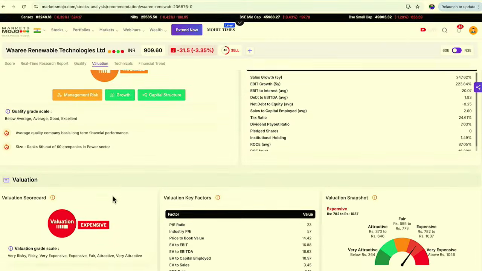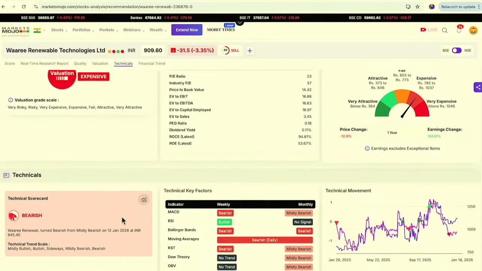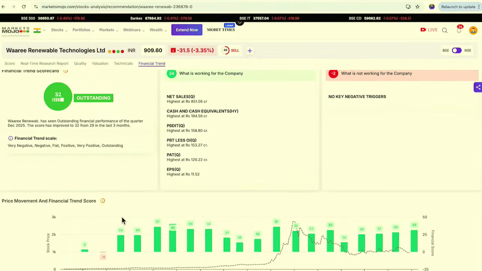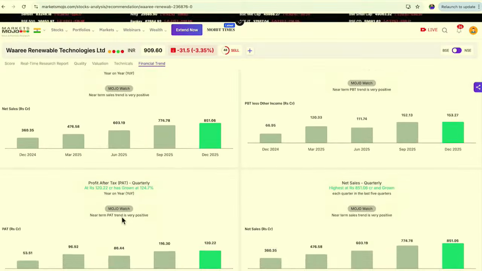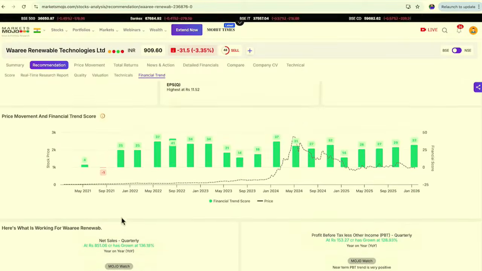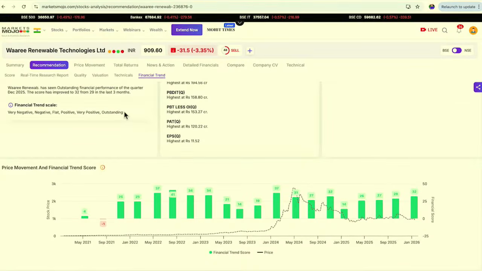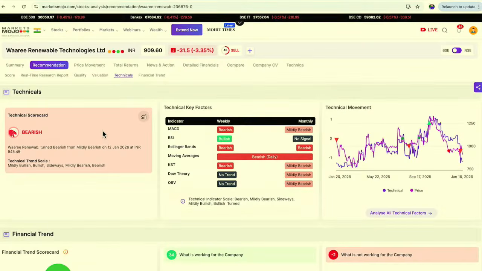So quality is average. Valuation is expensive. Financial trend is consistently positive. Technically, it's in a bearish zone, it's in a correction zone. If you look, all parameters are bearish.